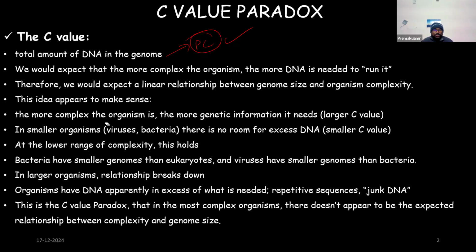Bacteria have smaller genomes, and eukaryotes have bigger genomes. Up to this point there is a correlation. But when we look at some organisms, for example paramecium, they have a larger genome than the elephant. We find this kind of uncorrelation, and that is called the C value paradox.